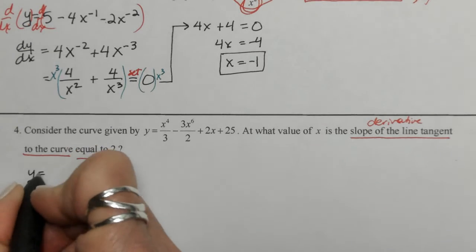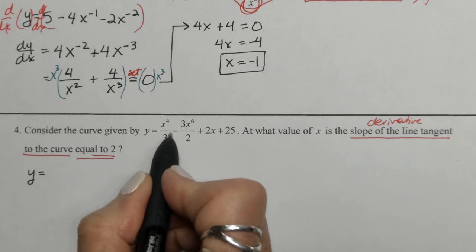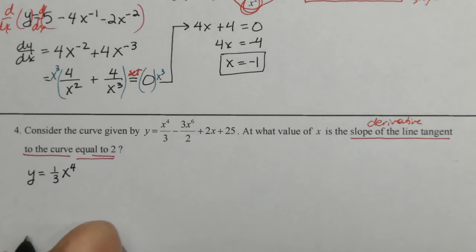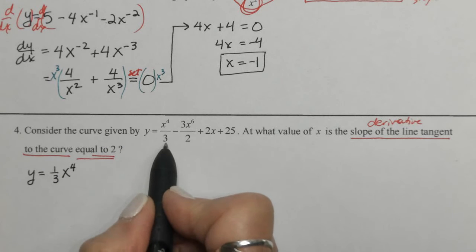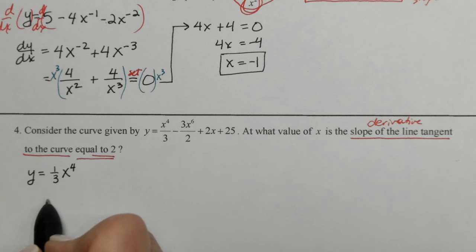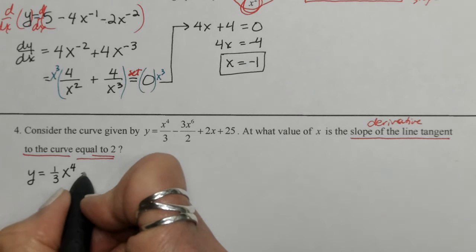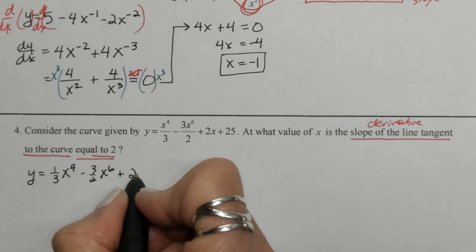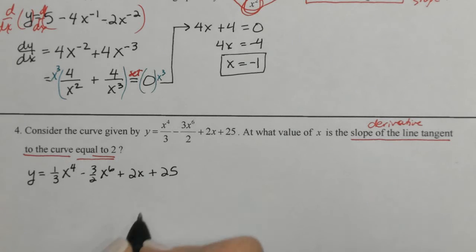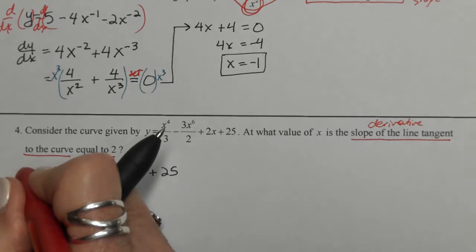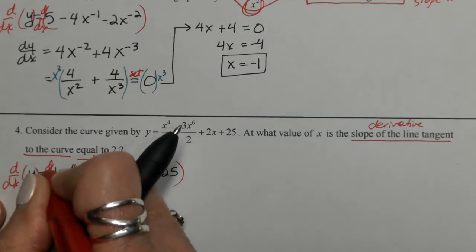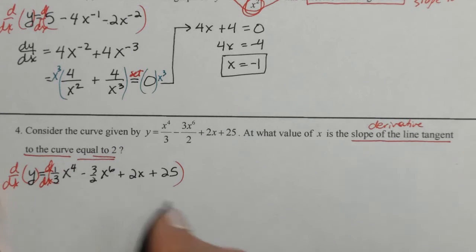So y is equal to, I'm going to rewrite this as 1/3 x to the 4th, because something divided by 3 is the same as 1/3 times that something. Minus 3/2 x to the 6th plus 2x plus 25. Now every term is in the form a number times x to a power, so we can use the power rule for derivatives by taking the derivative of both sides with respect to x.